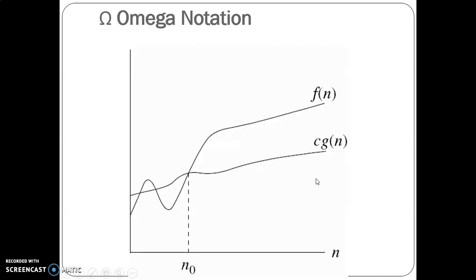So we can look at the graph here. In the omega notation, f of n is on the higher side after a certain value n0, and C of Gn is going to bind it on the lower side. F of n cannot be lower than C of Gn.